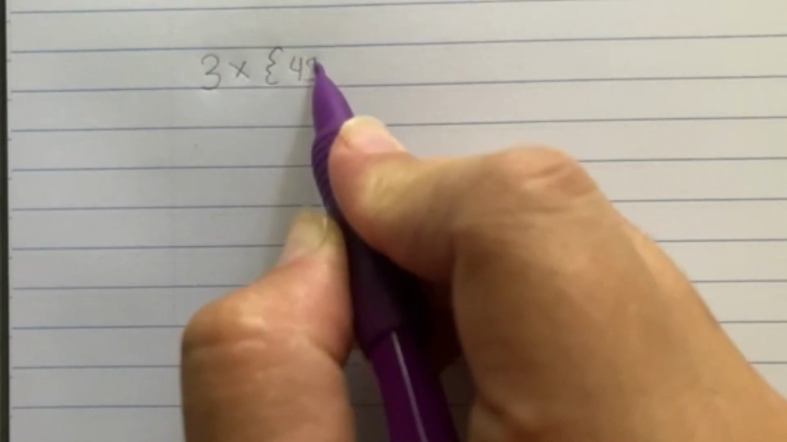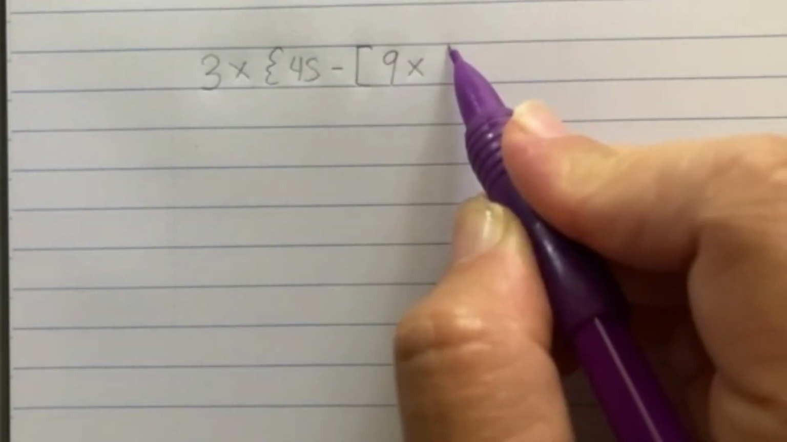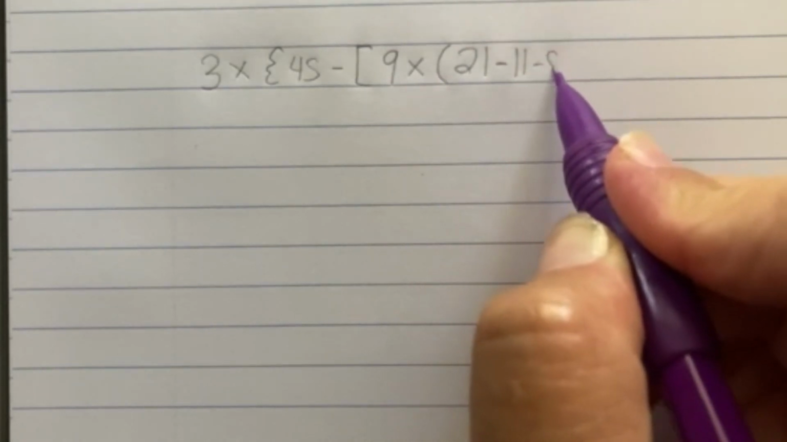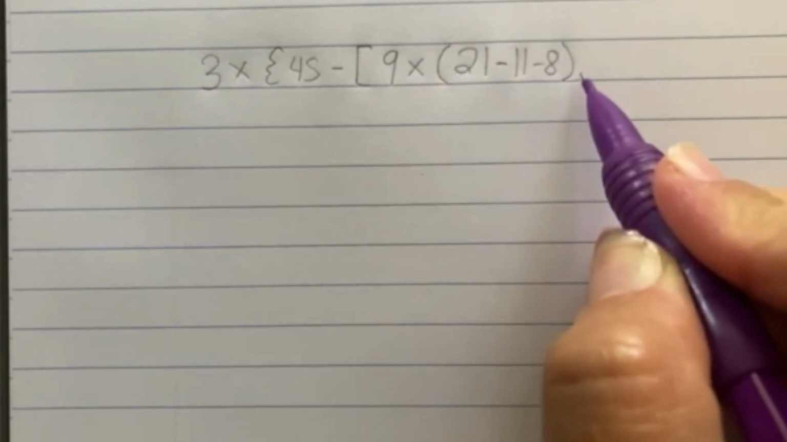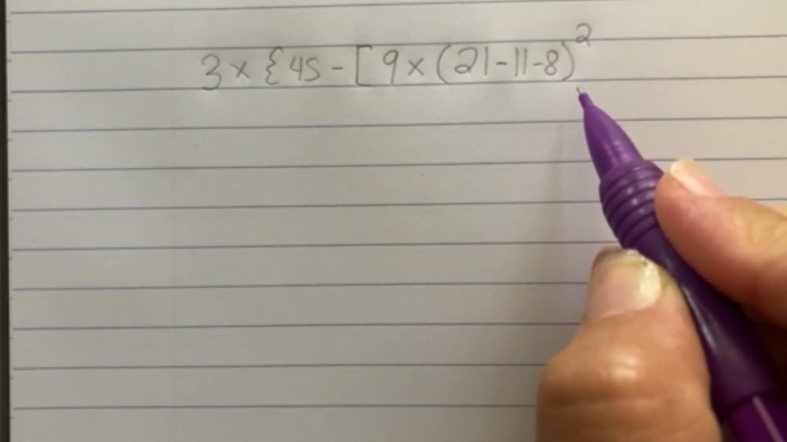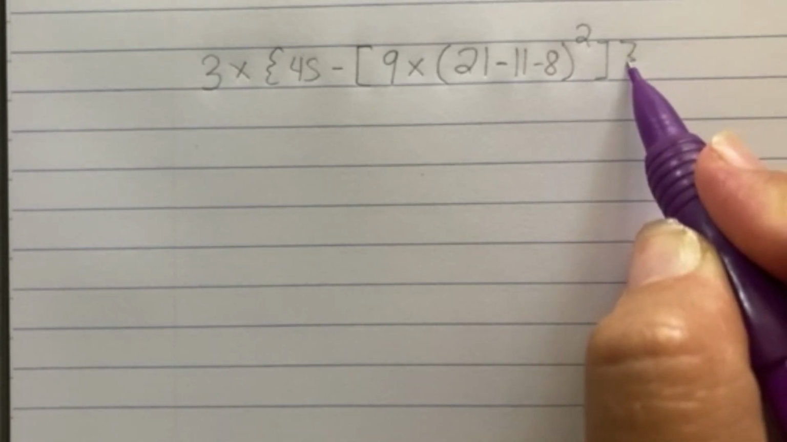Here comes our third problem that we're going to solve in this video. And it is going to be the following. 3 times, open brace, 45 minus, open bracket, 9 times, open parentheses, 21 minus 11 minus 8, close parentheses, raise what we had in parentheses to the second power. Then we're going to close our bracket and close our brace.